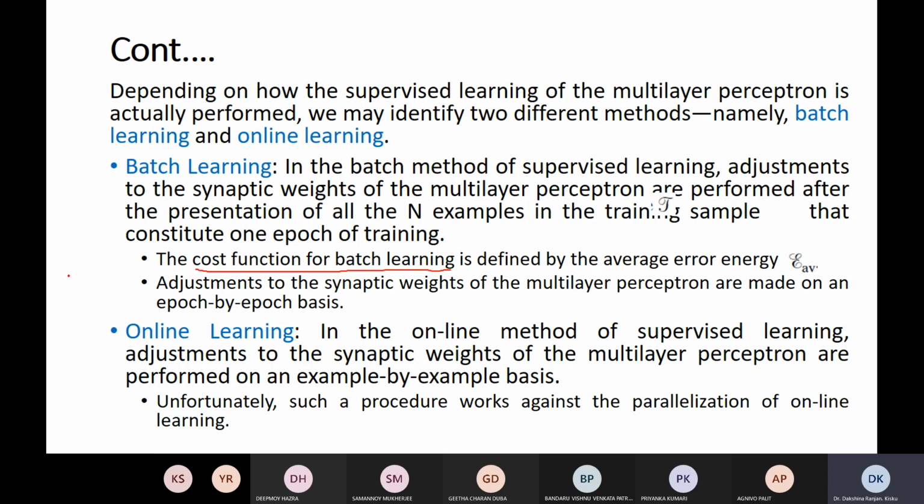The next is online learning. In the online learning method of supervised learning, we adjust the synaptic weights of the multilayer perceptron on an example-by-example basis. What is the example-by-example basis? As I said, we have n training examples. If we feed the first training example to the input layer, the input layer will transmit those input signals to the first hidden layer.